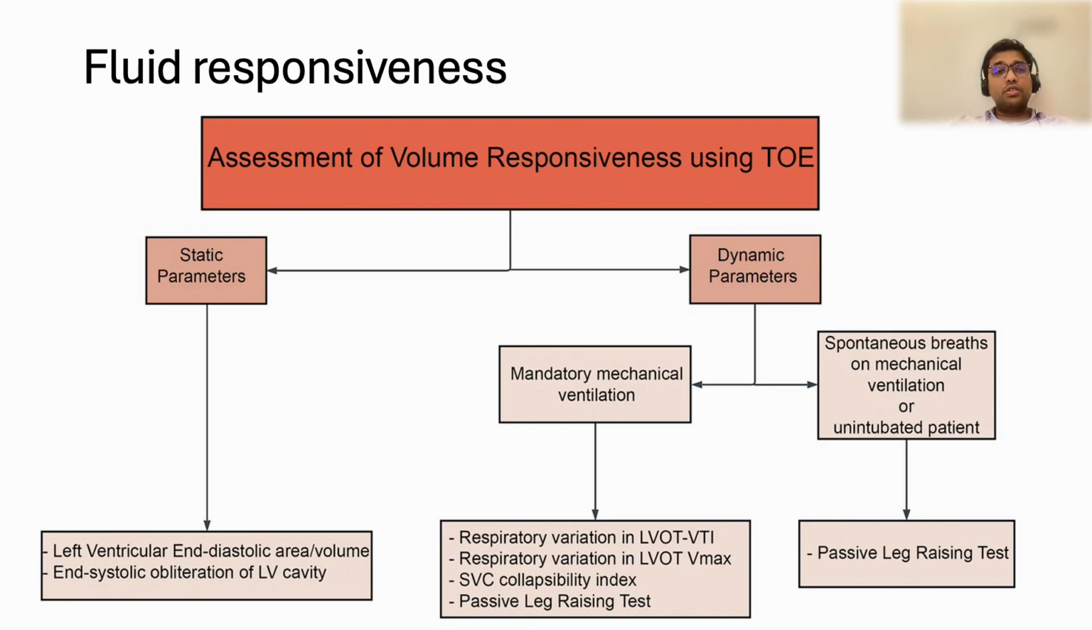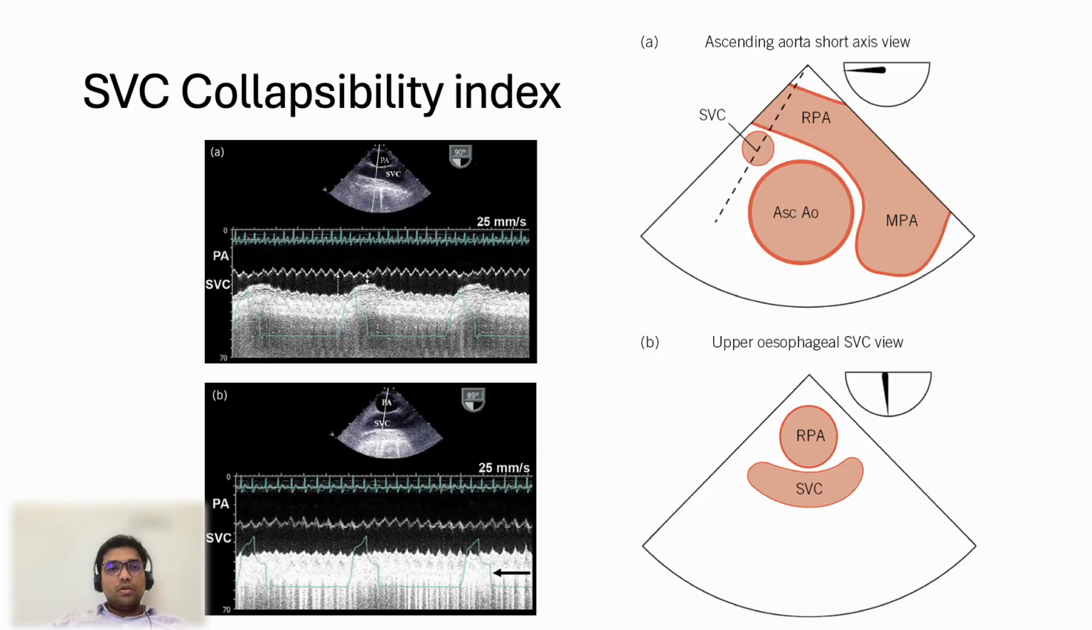That will give you a rough estimate of your fluid responsiveness. And in your dynamic parameters, if the patient is on mechanical ventilation, you will have to see respiratory variation in your LVOT VTI, respiratory variation of LVOT Vmax, SVC collapsibility index, and passive leg raising test. If the patient is having spontaneous breaths on mechanical ventilation, or is an unintubated patient, you can do a passive leg raising test.